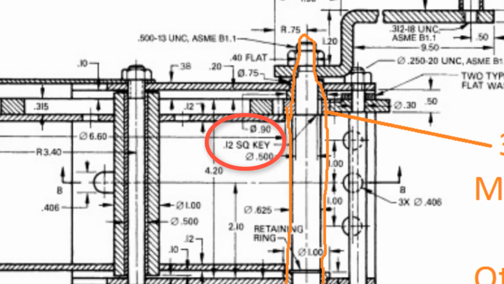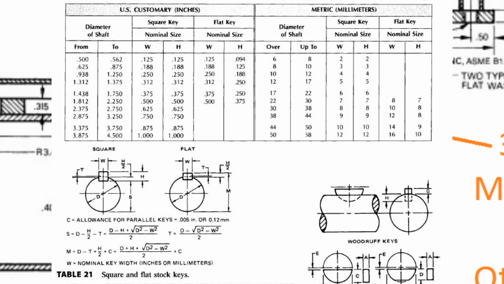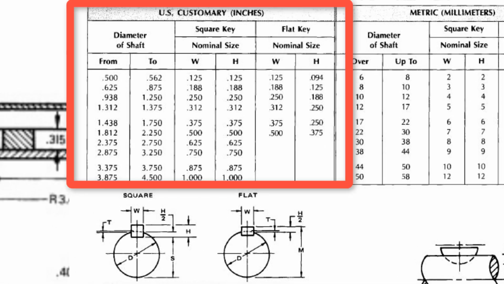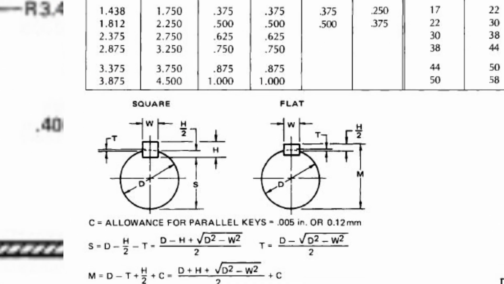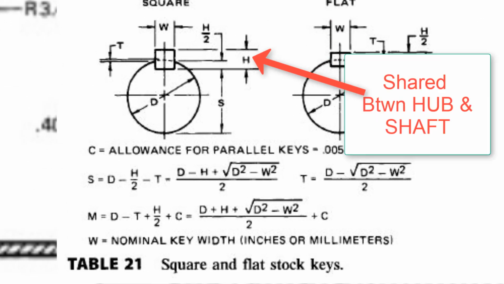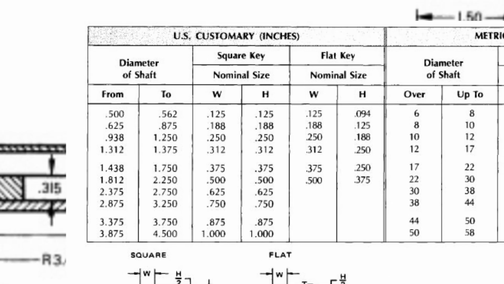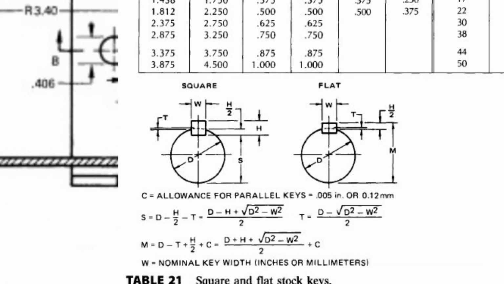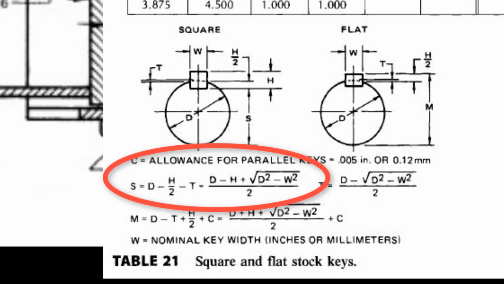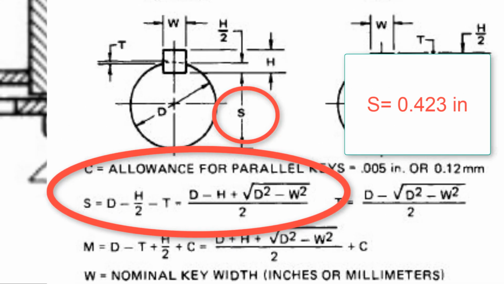We have 2 dimensions to be specified. The first one is the key dimension, which is between the pinion gear and the shaft size. The key dimension is shown on this table, and these dimensions are shared between the hub part and the shaft part. The necessary dimensions can be calculated with these formulas or with the given tables. With the given values, we can calculate the S value, which is shown in this picture.